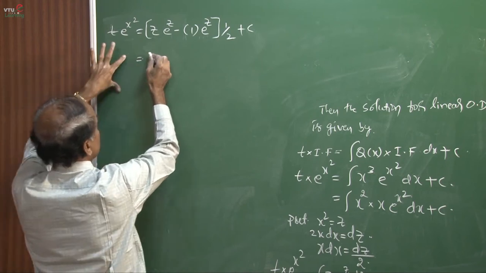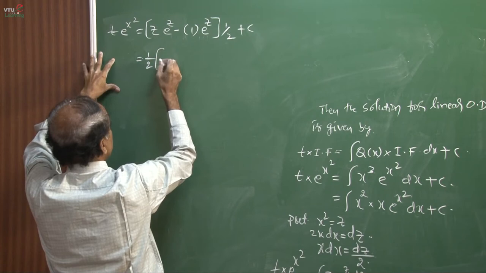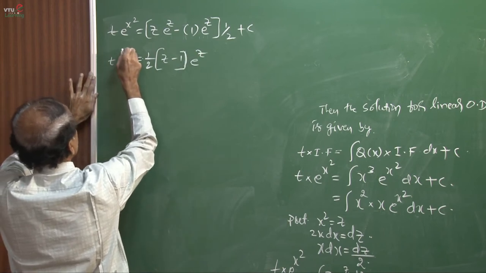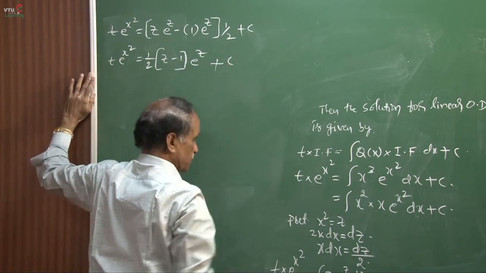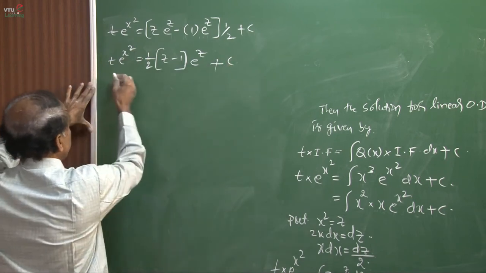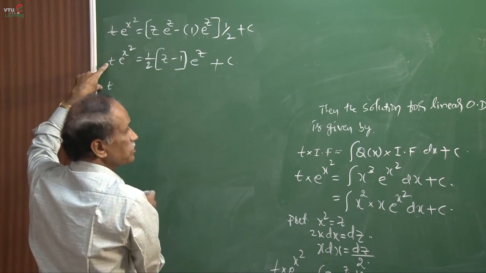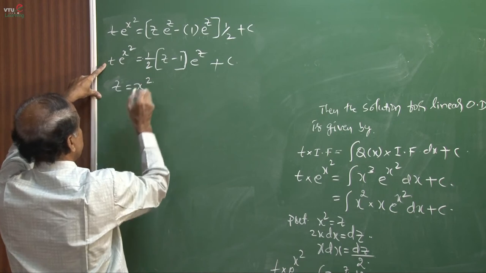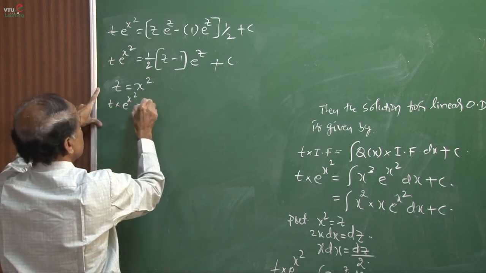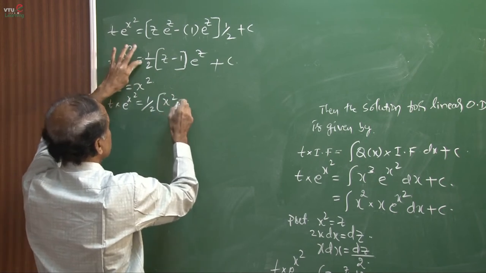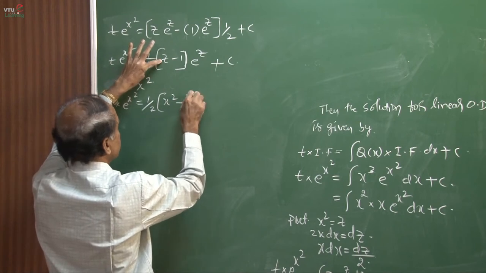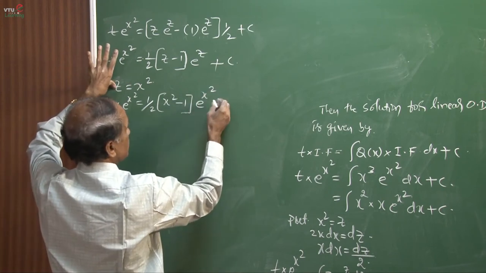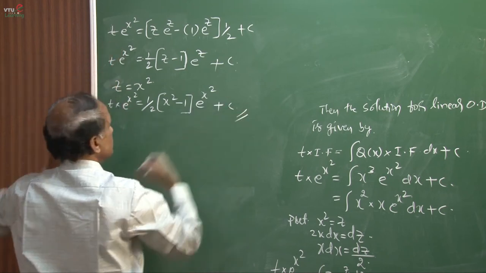This is equal to 1 by 2, if I put it outside, then it must be z minus 1, and e to the power z if I keep outside, and t into e to the power x square and plus constant. What is the z value you had taken? x square, and t is equal to whatever substitution you have chosen, where z is taken as x square. Therefore, t into e to the power x square is equal to 1 by 2, x square in place of z, minus 1, and e to the power x square, and plus constant. So this is your answer.